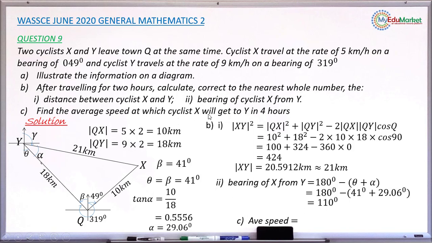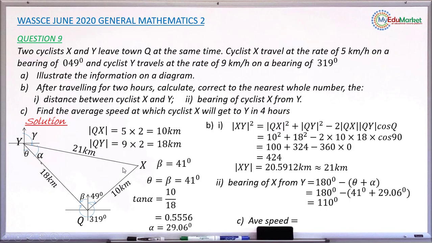Question C asks to find the average speed if cyclist X will now move to the position of cyclist Y in 4 hours. That is the time he intended to take in reaching cyclist Y. So what will now be the speed that he must move with? So average speed will now be equal to distance divided by the time. The distance from X to Y we have here as 21, rounded to the nearest whole number.